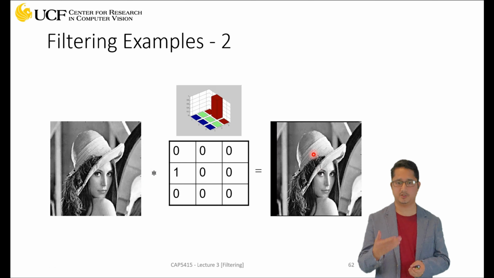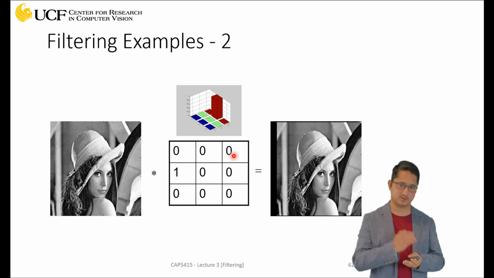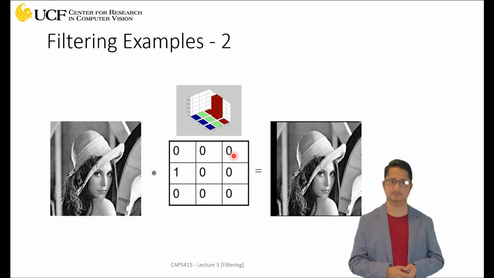So now you know that using this kind of kernel, you can perform shifting in your images, which is very interesting because this is a very simple kernel. Similarly, you can have one at any other location and you can perform shifting. For example, if you have one over here, it means that you are shifting the image diagonally.